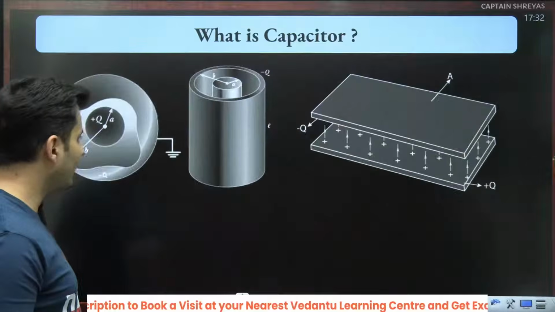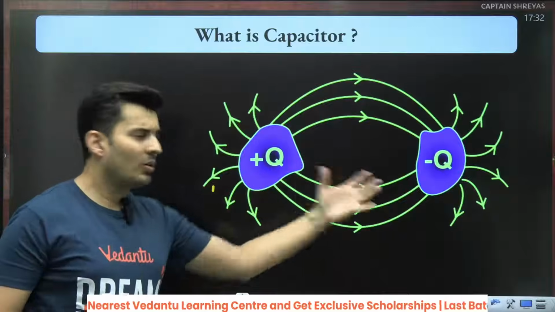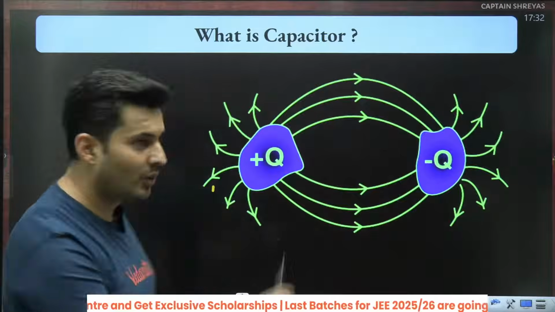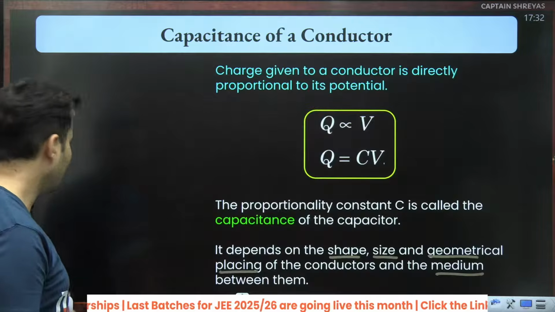I know some of you are also worried. Sir, if these conductors are oppositely charged, won't they stick to each other? Aren't they like dipoles? Won't they attract? We'll come to that. We'll be talking about the force also between the plates of a capacitor. Don't worry about it. I hope till now it is clear.